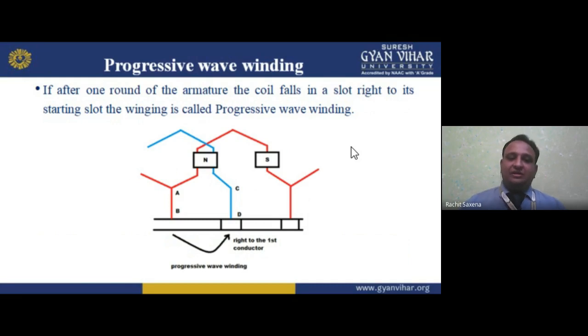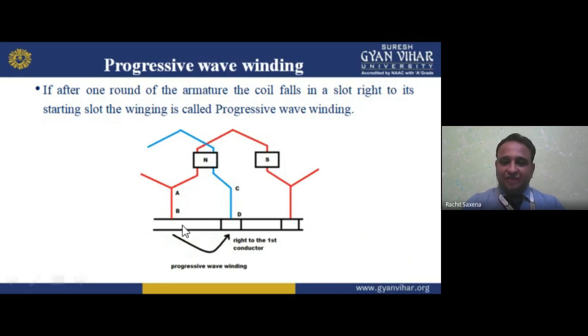Progressive winding: if after one round of the armature the coil falls in a slot right to its starting slot, the winding is called progressive wave winding. We can say it is known as progressive. Now see here, we have this end. This is one winding and this is the other winding. So it is basically the slot right to its starting slot. This is the starting slot, so the winding is called progressive.